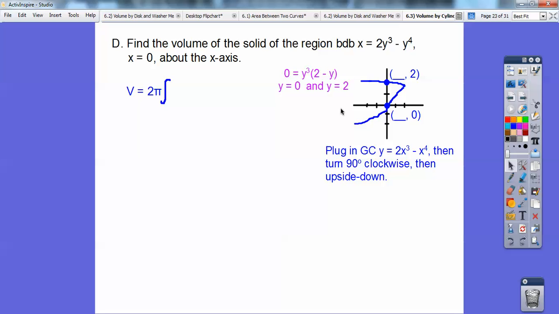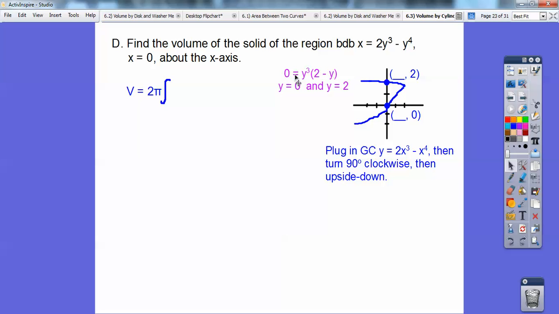Since my graphing calculator graphs y equals x stuff, I put in my graphing calculator y equals 2x cubed minus x to the fourth, and then I turned it 90 degrees clockwise, and then you've got to flip your calculator upside down. Don't forget to flip it upside down. I think I forgot that in my last lesson. You've got to flip it upside down to make it look like this. This is what the graph should look like. And all I'm interested in is this y limit, y equals 0, and this y limit, y equals 2.